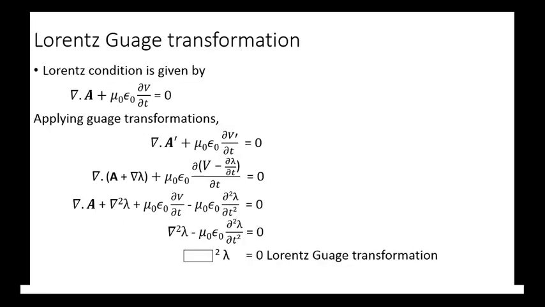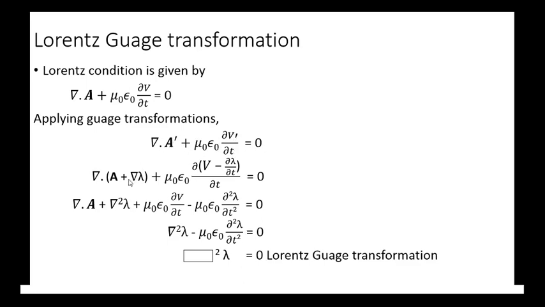Okay, now we can move on to Lorenz gauge transformation. Already we had learned what is Lorenz condition, isn't it? That is del dot A plus mu 0 epsilon 0 dou V by dou T is equal to 0. So that is the Lorenz condition. Now you can apply gauge transformation to this equation. That means A must be replaced with A dash and V must be replaced with V dash. So what will be that equation? Del dot A dash plus mu 0 epsilon 0 dou V dash by dou T is equal to 0.